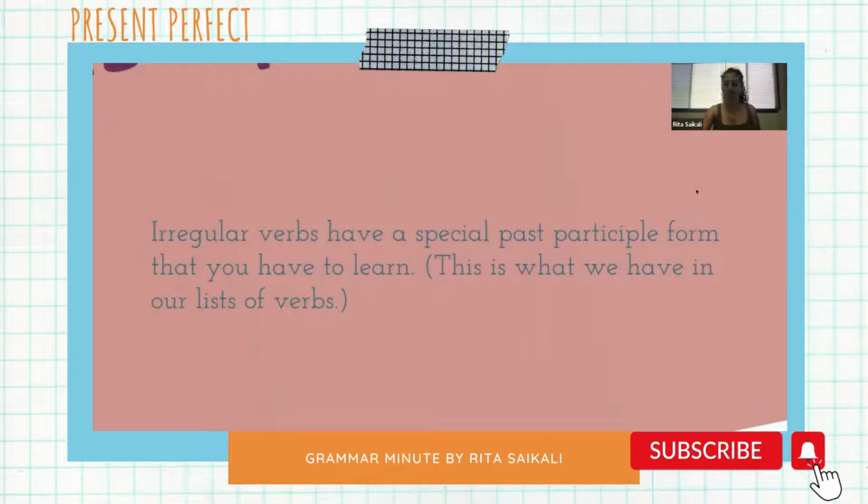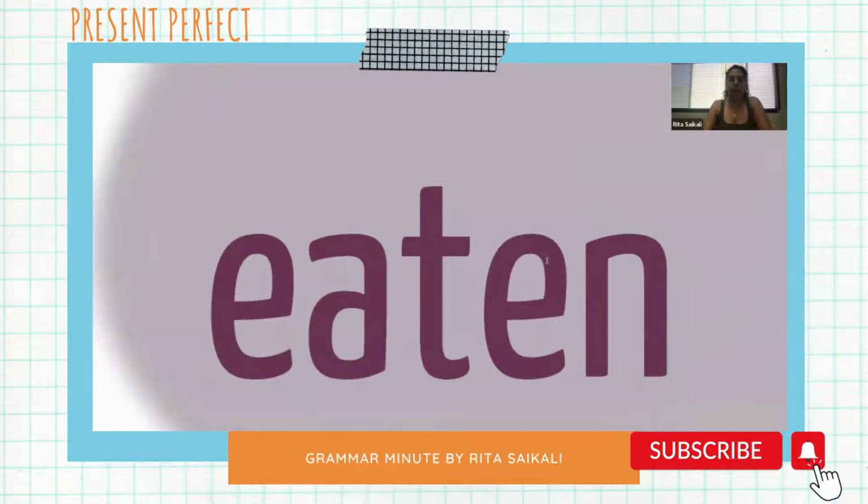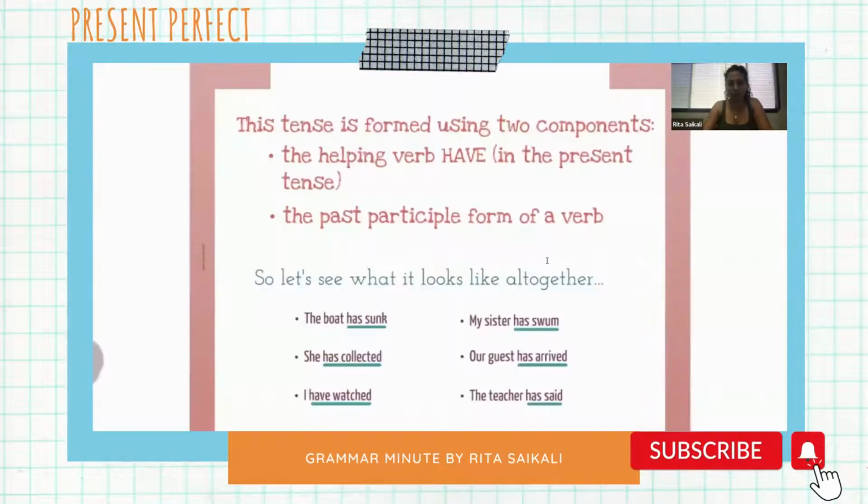Irregular verbs have a special past participle form that you have to learn. This is what we have in our list of verbs. Okay? The list that I have right here, I will leave a link again to that in the bio, but this is what we have. If it's irregular, it usually has a different form. Cool? Okay. Sink, sunk, swum, eaten. Okay. Said. And this is where we were earlier.